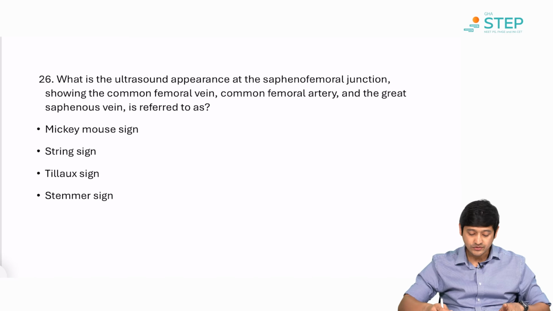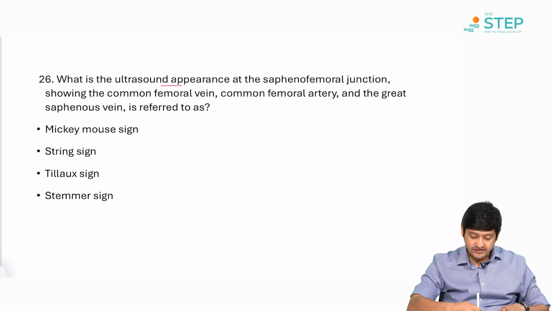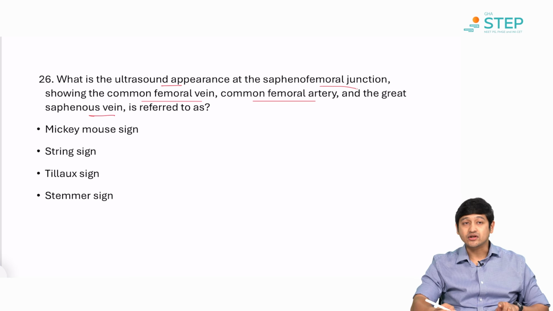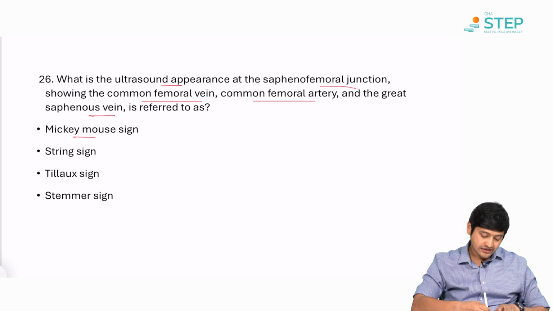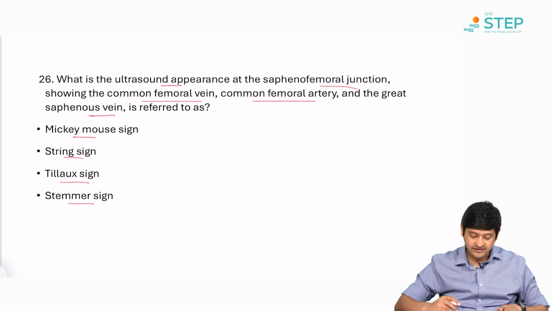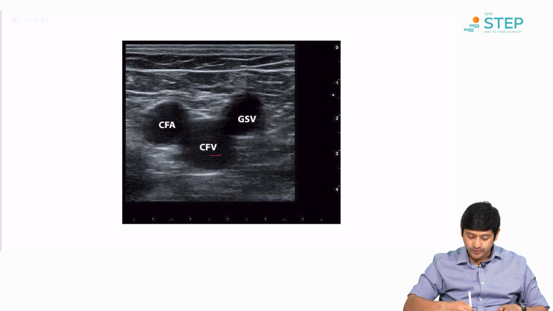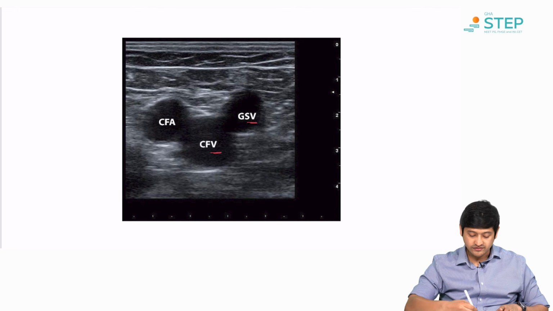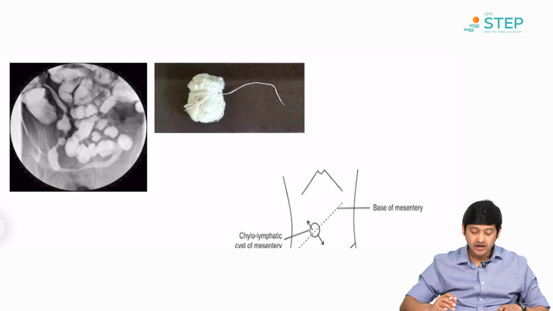All right, so the ultrasound appearance of the saphenofemoral junction showing the common femoral vein, the common femoral artery, the great saphenous vein. What is this sign called? Is this a Mickey Mouse sign, a string sign, a Taylor sign, or a Stemmer sign? So we look at all these various signs. This is essentially your common femoral vein, the great saphenous vein, and the common femoral artery. You already must be having an inkling as to what sign this represents, but we will look at all of them sequentially.